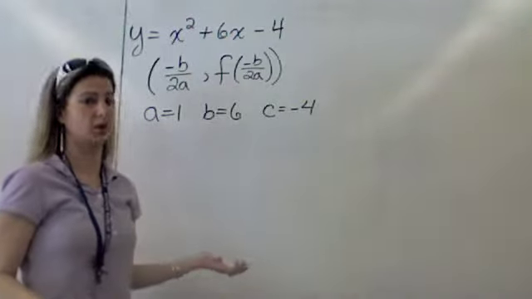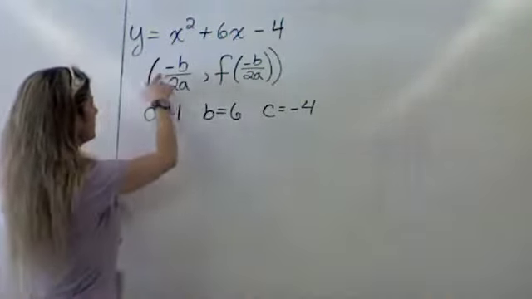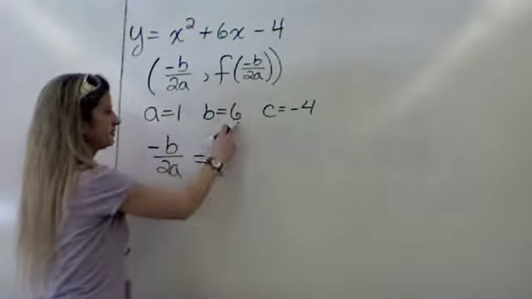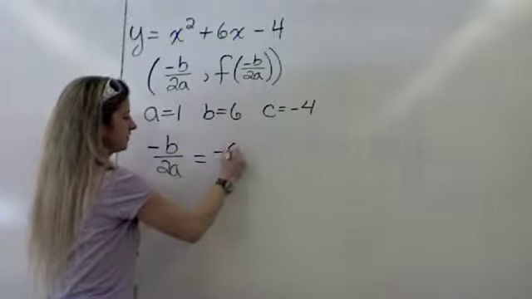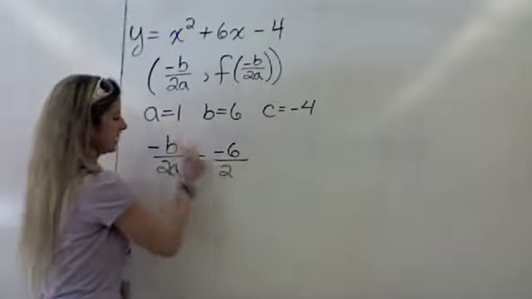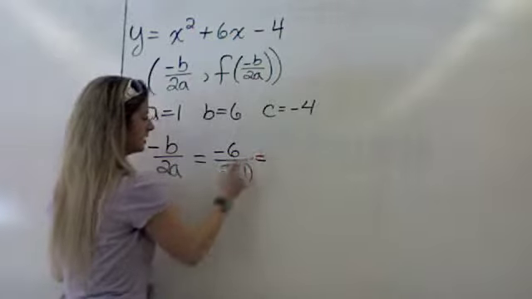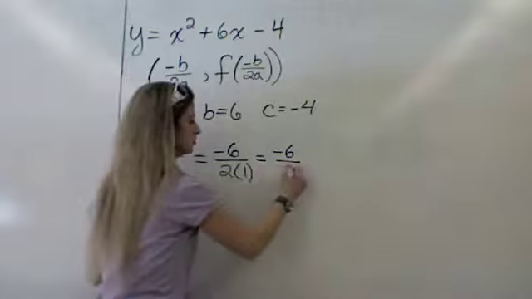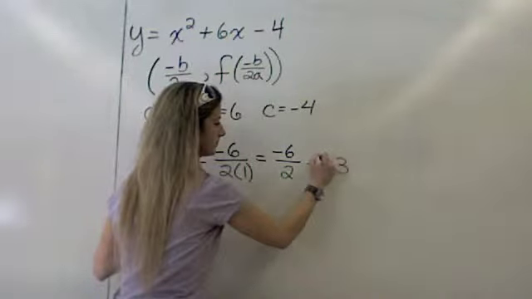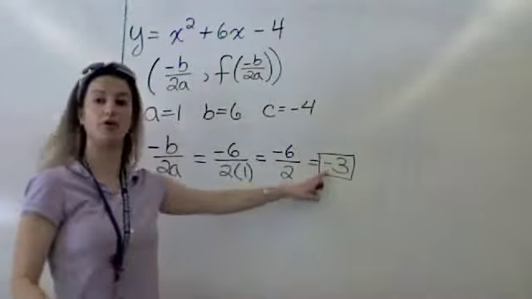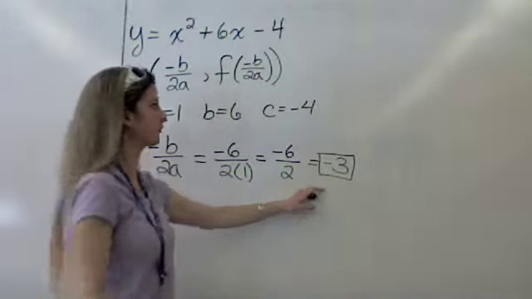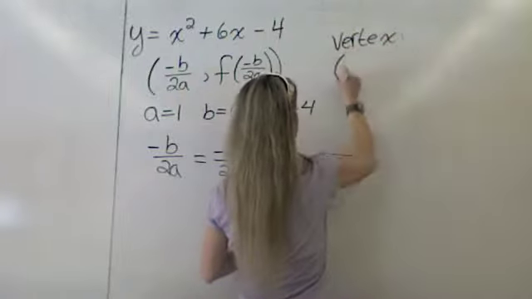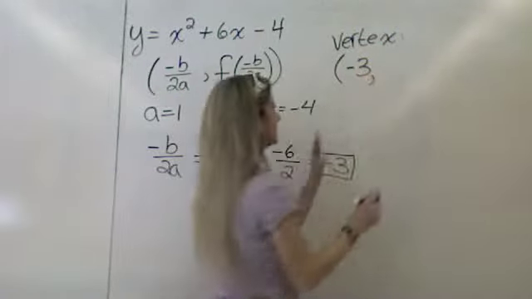So now all we do is plug them in. So we're going to need to get the opposite of B over 2a. Good. So the opposite of B is the opposite of 6, which is negative 6, over 2 times A, which is 1. Okay, and this is going to equal negative 6 over 2 times 1 is 2, equals negative 3. So we now know that the x-coordinate of our vertex is negative 3. So let's write our vertex here. Our vertex is going to be located at negative 3, comma, something.